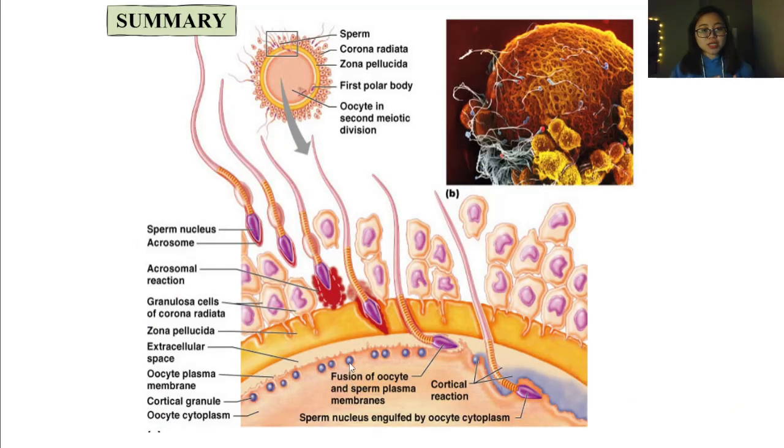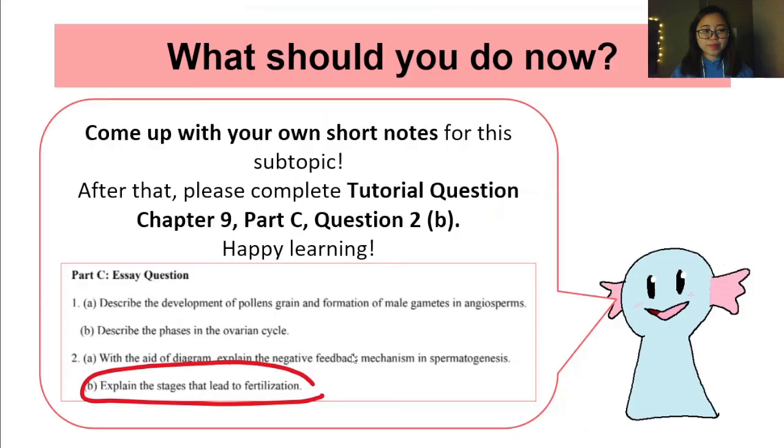So just a very quick summary of what we had in this video. There are 4 stages in fertilization. It starts with capacitation, then acrosome reaction, then fusion of sperm head with the plasma membrane of secondary oocyte, and last but not least, cortical reaction. And that continues with fertilization, which is the fusion of the sperm nucleus and the ovum's nucleus.